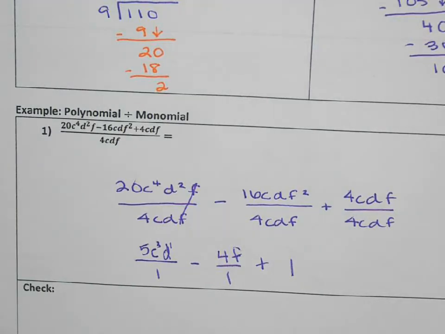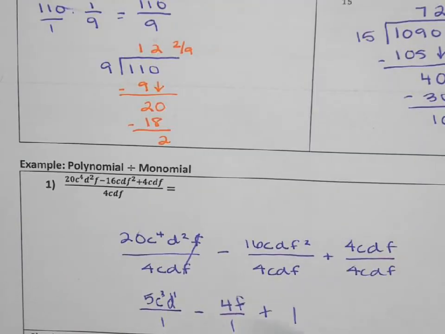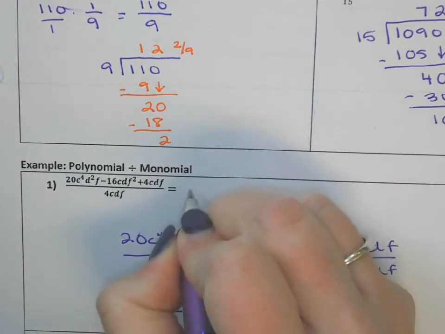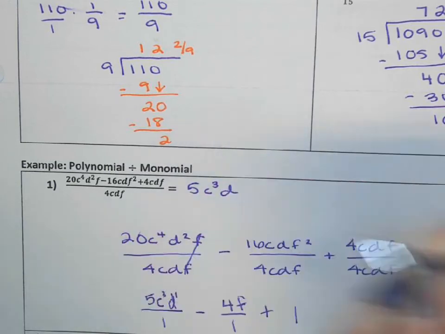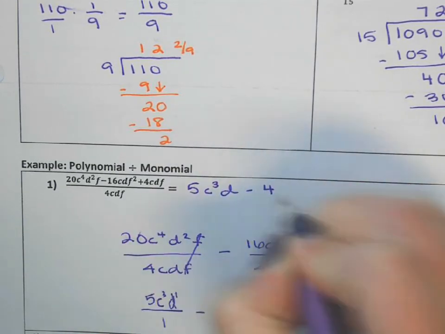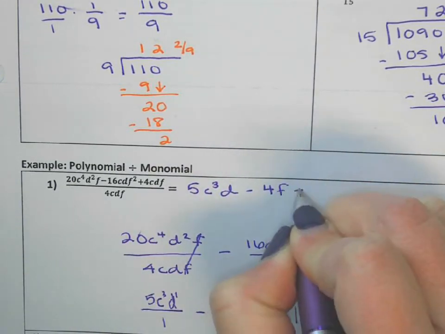Okay, so my final answer here, is this in standard form? Does this first one have a higher degree than this one, which is a higher degree than this one? Yeah, this one has a degree of 4, degree of 1, degree of 0, so it's all in order. So my answer here is 5c to the 3rd d minus 4f plus 1.